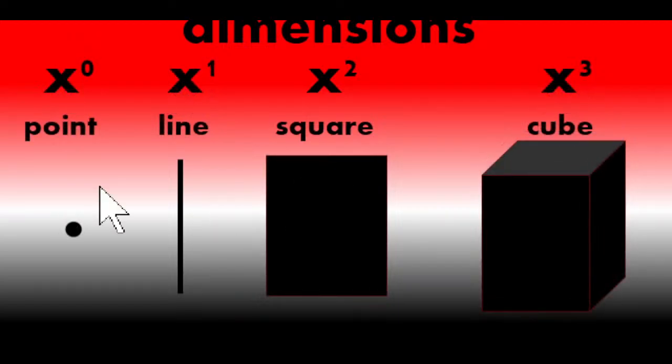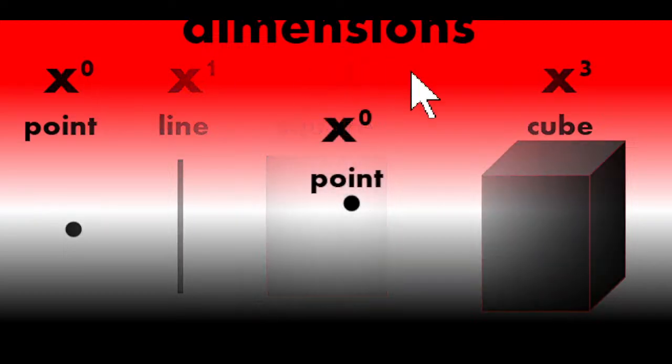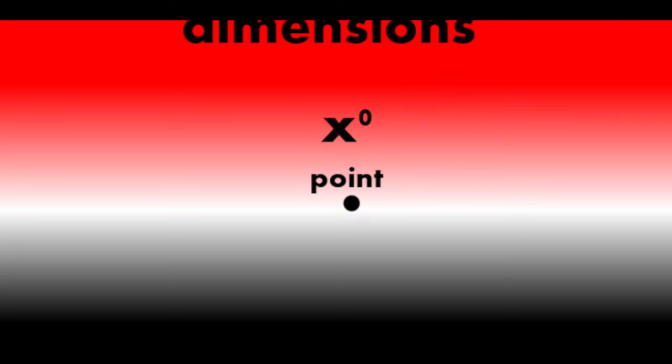Okay, let's move on. See, a point, a line, a square, and a cube. And that's the mathematical equation for those things. A cube is called x to the 3rd power, 3rd dimension. A square is called x to the 2nd power, 2nd dimension. A line is 1st power, 1st dimension, right? And the 0th dimension is a point.